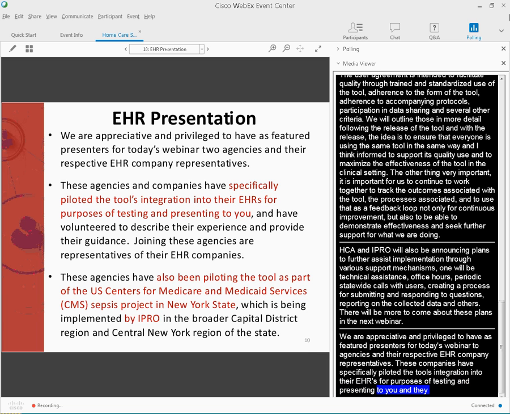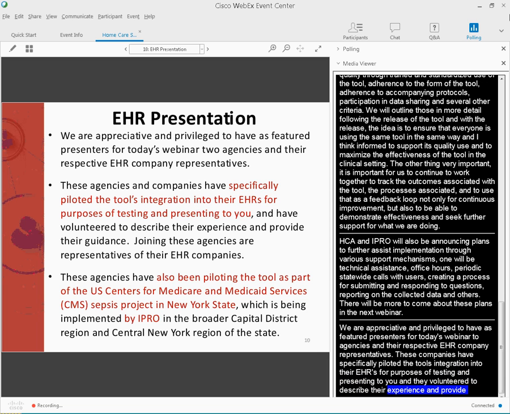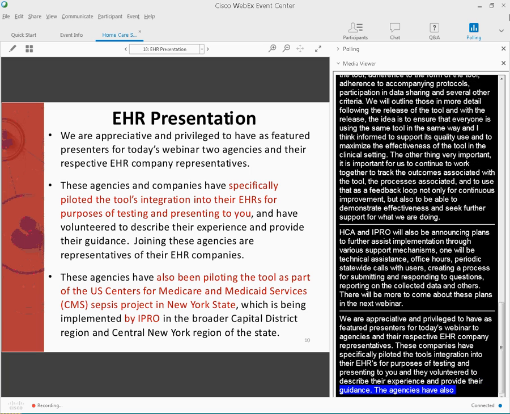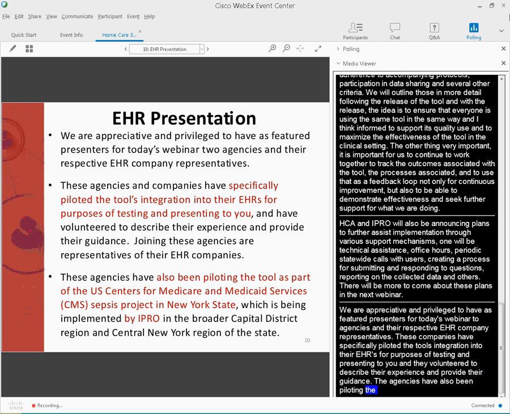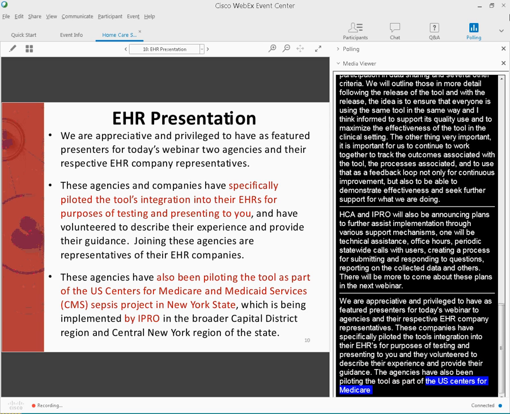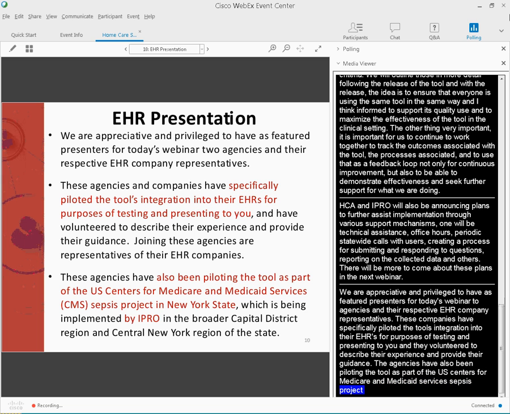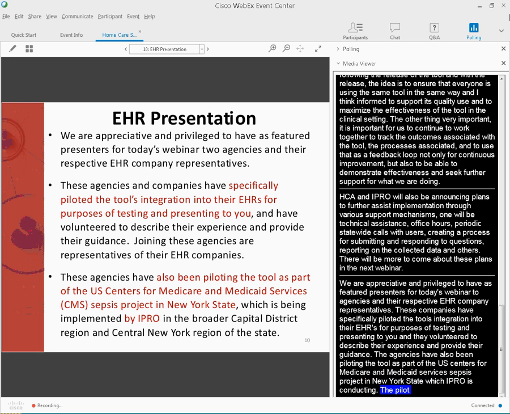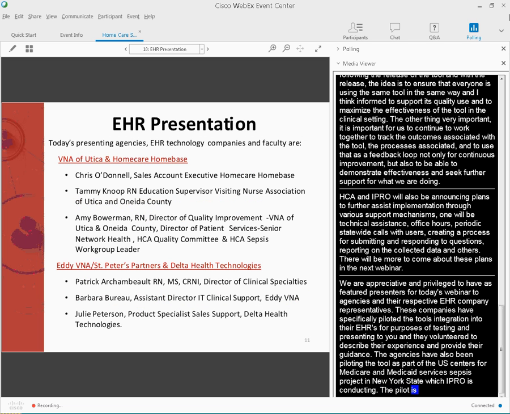The agencies have also been piloting the tool as part of the U.S. Centers for Medicare and Medicaid Services Sepsis project in New York State, which I mentioned earlier, IPRO is conducting. The pilot is being conducted in the broader Capital District region and in the Central New York region of the state. Next slide, please.